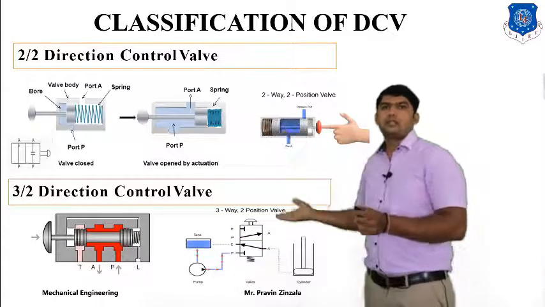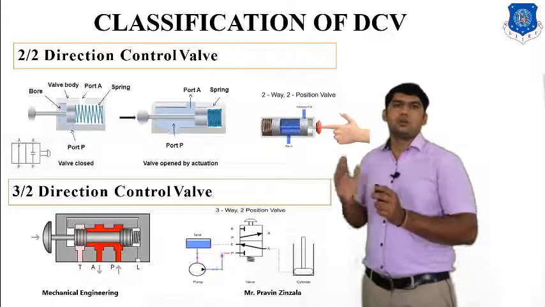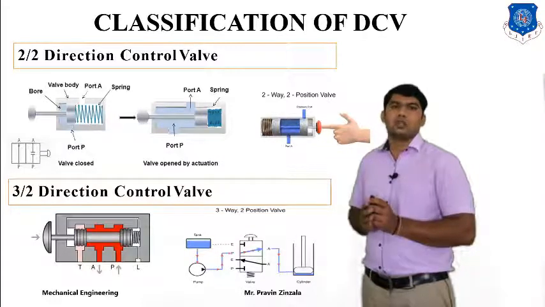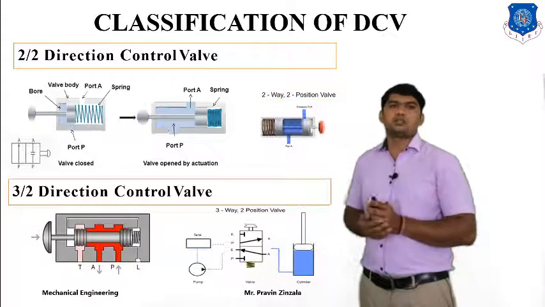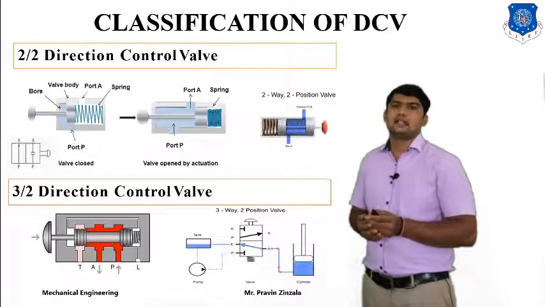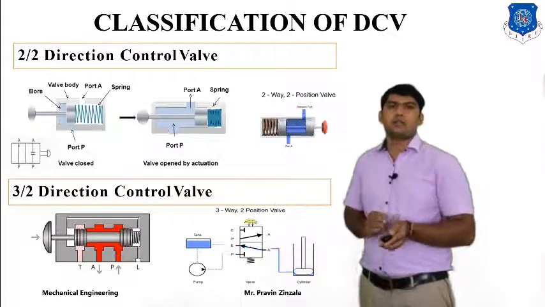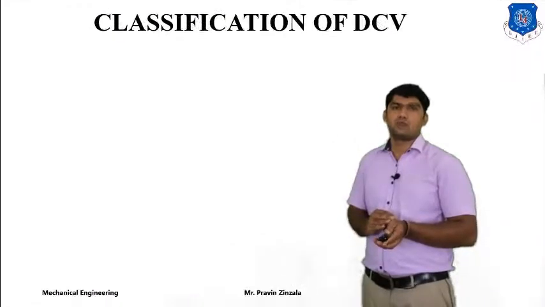The 2 by 2 and 3 by 2 direction control valves are used only for operating a single acting cylinder. We cannot use them for operating a double acting cylinder. So this is the limitation of the 2 by 2 and 3 by 2 direction control valves.